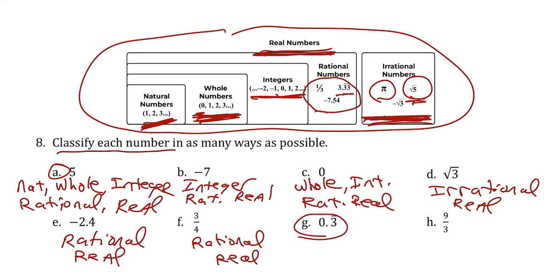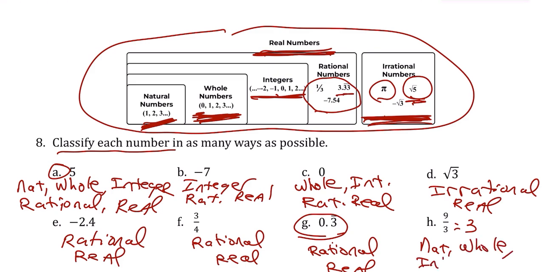Okay, and then this is read at, it's actually 1/3 is the value, but it's 0.3 repeating. So really what that means is it is, in this case, rational because it does repeat, and it's real. Whereas 9/3 we really know is just the number 3. So now we're back to having everything. It's natural, it's whole, it's an integer, it's rational, and it's real.